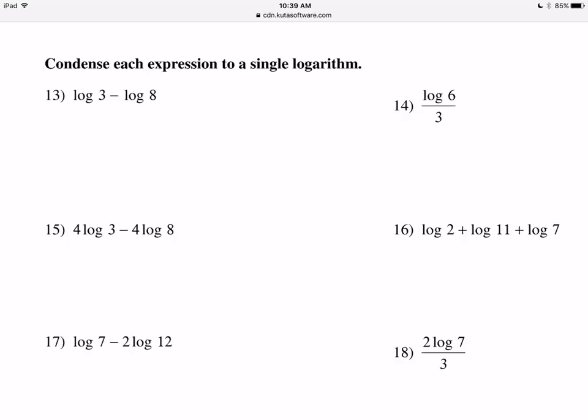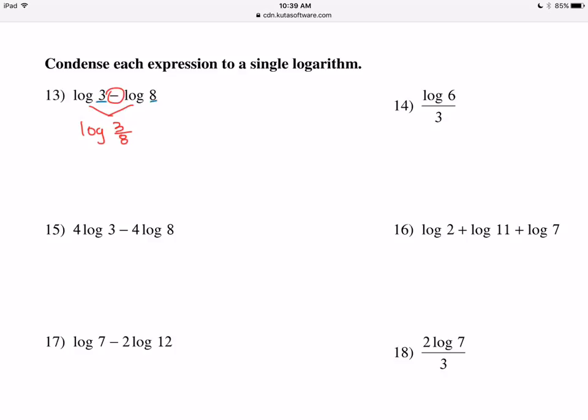So on number 13, notice how it's log 3 minus log 8. The subtraction sign is my biggest clue, meaning if I condense these two, it would be log 3 divided by 8. So log, again, implied base 10, even though it's not written, of 3/8. Okay, so whenever it's subtraction, I take the two numbers I'm taking a logarithm of and divide them, whatever it happens to be.